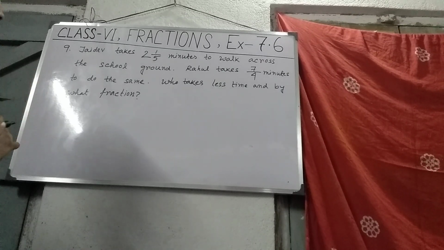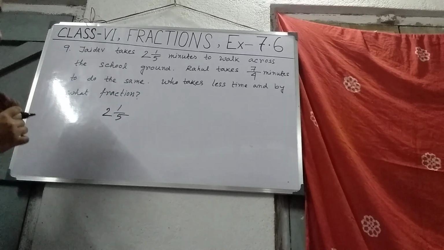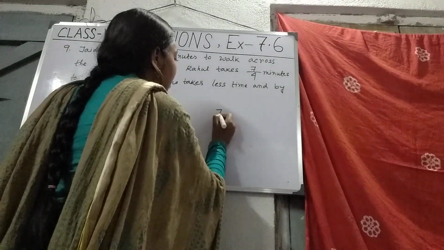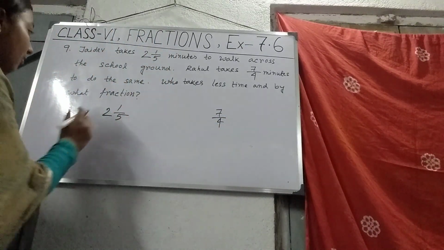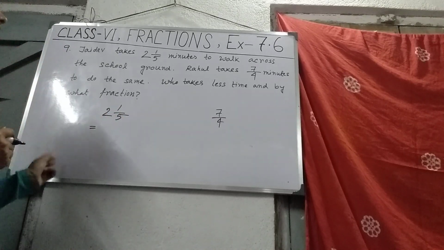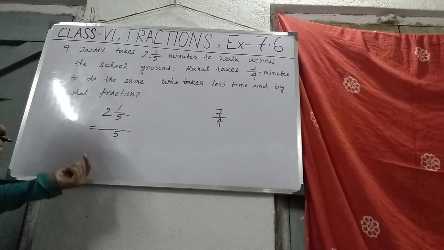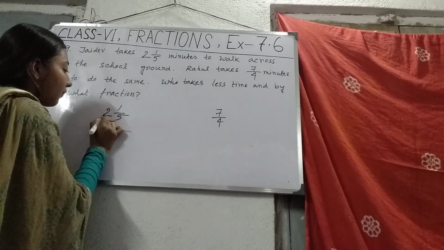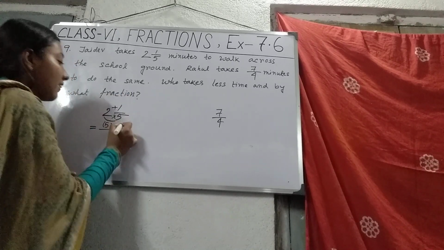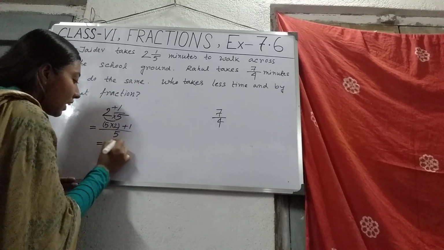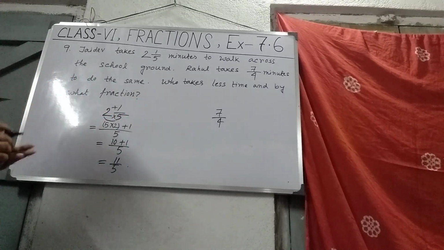So here the two fractions are given, that is 2 1/5, this is a mixed fraction, and 7/4, this is an improper fraction. At first, we have to compare them. So at first we have to convert this mixed fraction into an improper one. So in denominator it will be always same, that is 5. Now for the numerator we have to multiply 5 into 2, and with this result we have to add this part, that is 5 into 2 comes 10 plus 1. That means 11/5. And this one is 7/4.